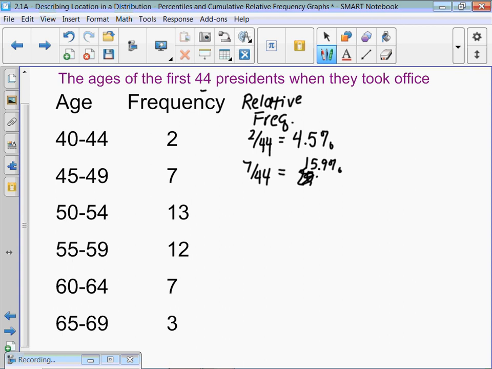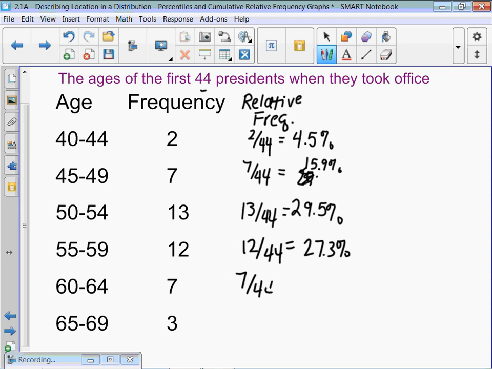And then we have 13 out of 44, which gives us 29.5%. Then we have 12 out of 44, which is 27.3%. Then 7 out of 44, which is 15.9%. And these old guys, 3 out of 44, 6.8%.